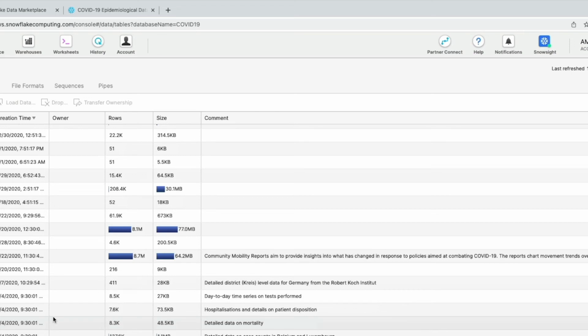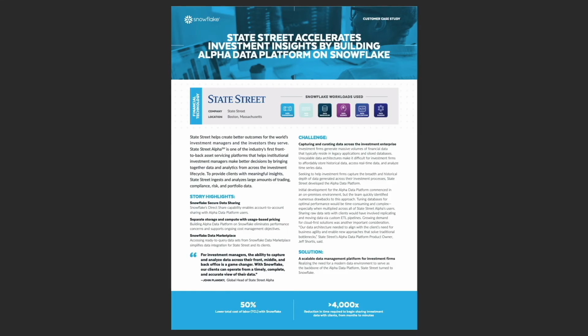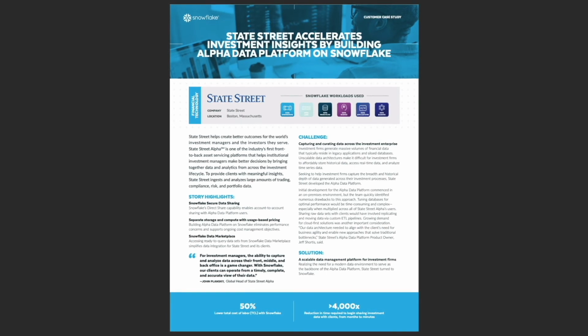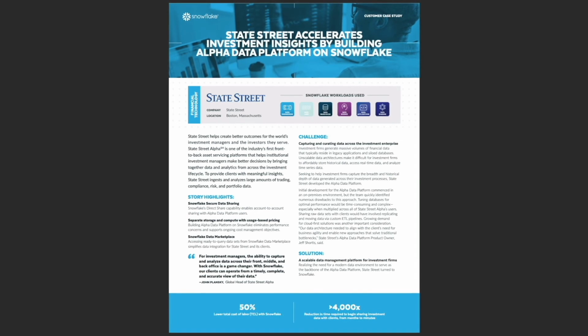So that's a very brief look at what the marketplace looks like and how you can get access to data in Snowflake. This use case introduces State Street, who are a finance company, and how they use Snowflake's data sharing and data marketplace functionality to create a new product they call the Alpha Data Platform, which is built upon Snowflake.